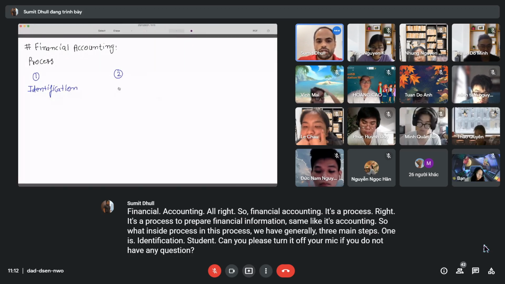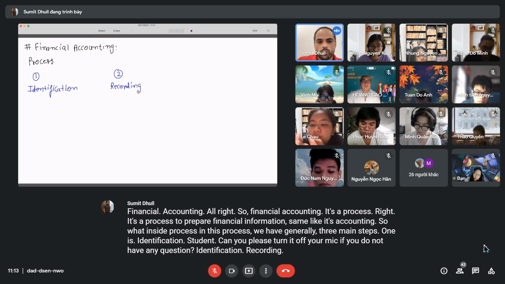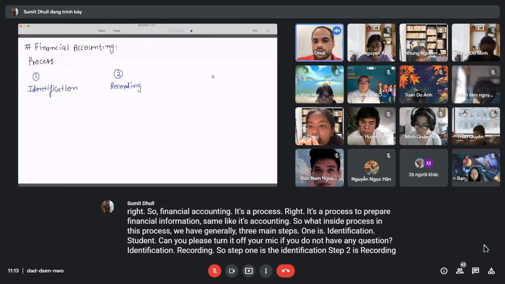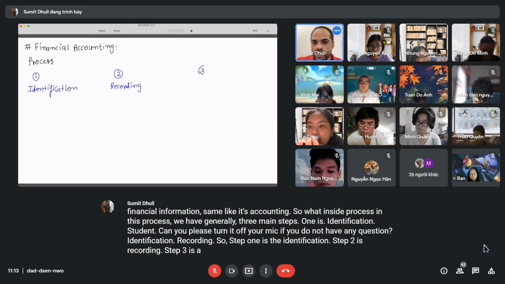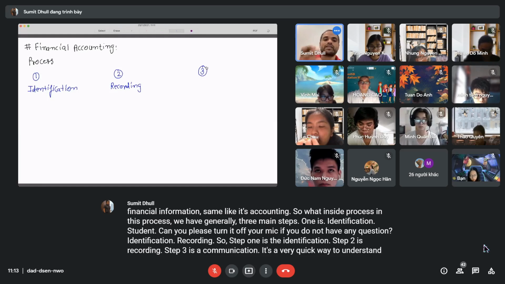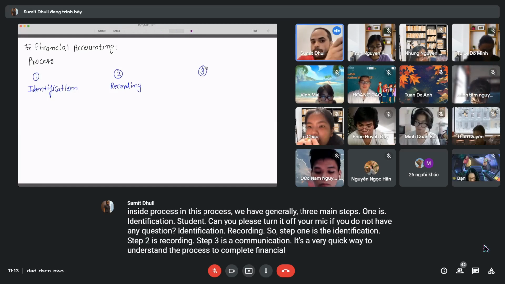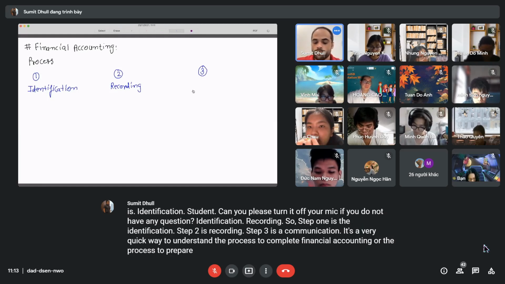Identification, recording. So step 1 is identification, step 2 is recording, step 3 is communication. It's a very quick way to understand the process to complete financial accounting, or the process to prepare a financial report, right? Communication.